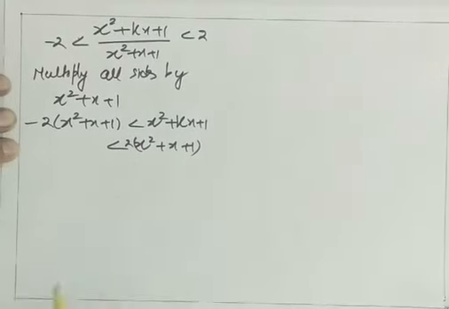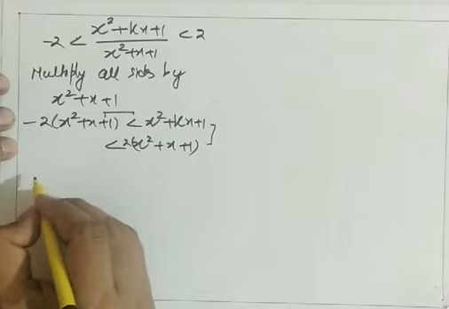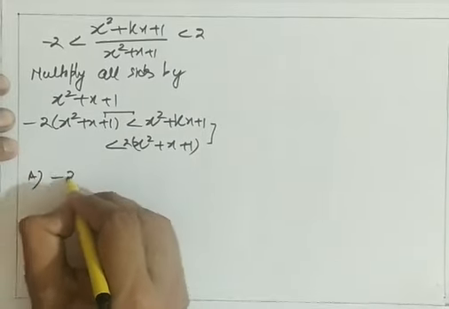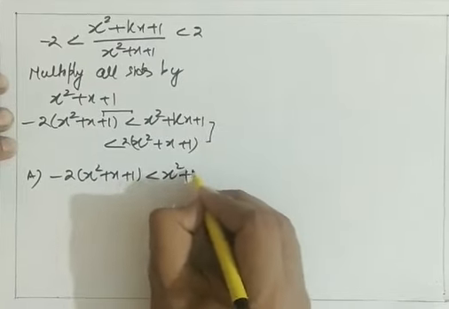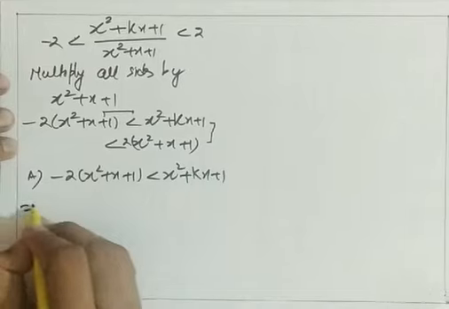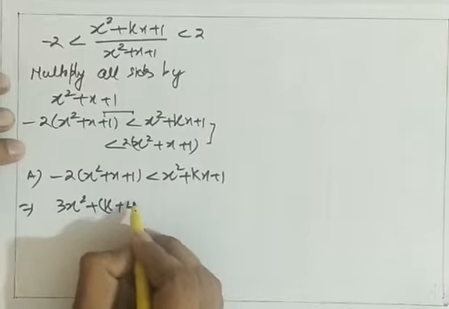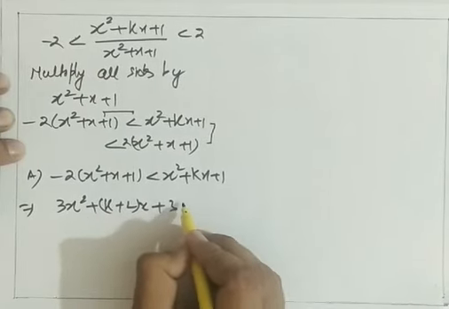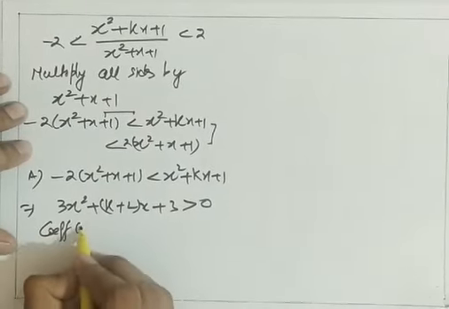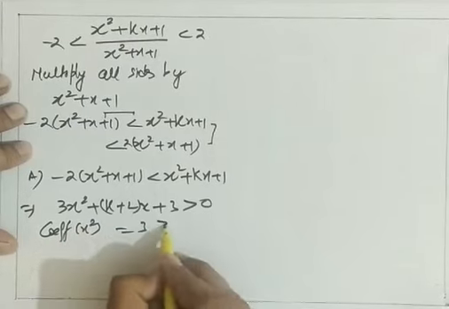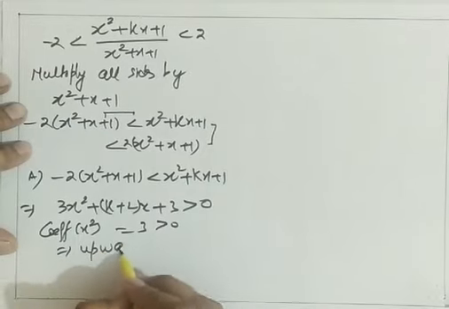Now this becomes the inequality. Now there are two inequalities in this. First is this inequality and second one is this. Let's solve them one by one. Suppose inequality A: minus 2 times (x square plus x plus 1) is less than x square plus kx plus 1. So that means this will become 3x square plus (k plus 2)x plus 3 should be greater than 0. You can see that the coefficient of x square on the left hand side is 3, which is positive. So that means the graph of the left hand side will be an upward parabola.